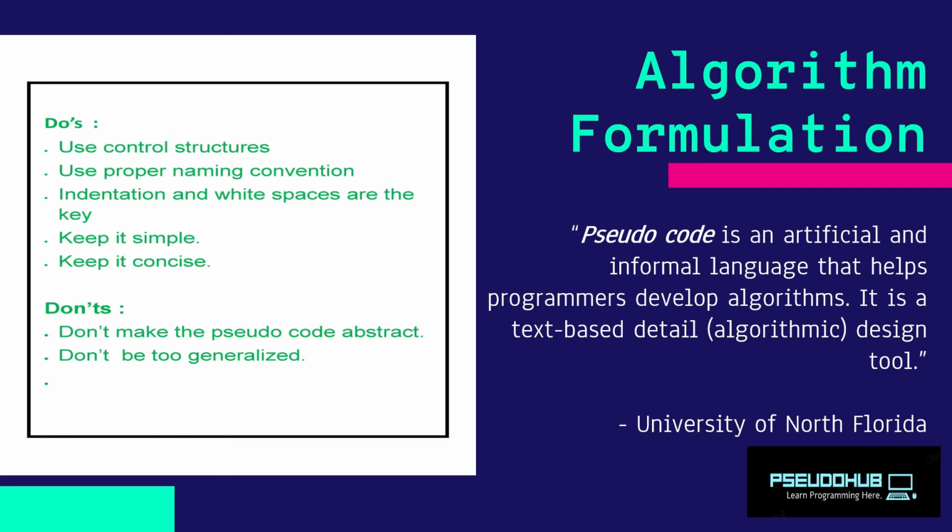So count from 0 to 100. Then it just stops at 100. So that's an example of a control structure in pseudocoding. Okay, second, we have to use proper naming convention.